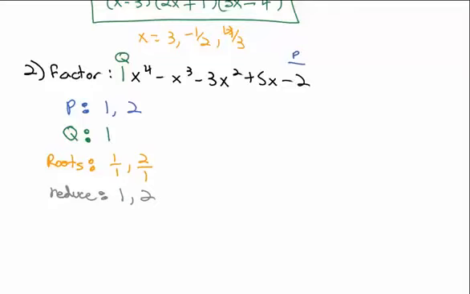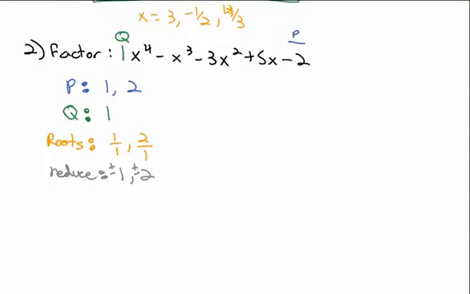Maybe negative 1 and negative 2. Some people like to label those plus and minus, so they don't forget. Positive 1, negative 1, positive 2, negative 2. So let's start with the positive 1.